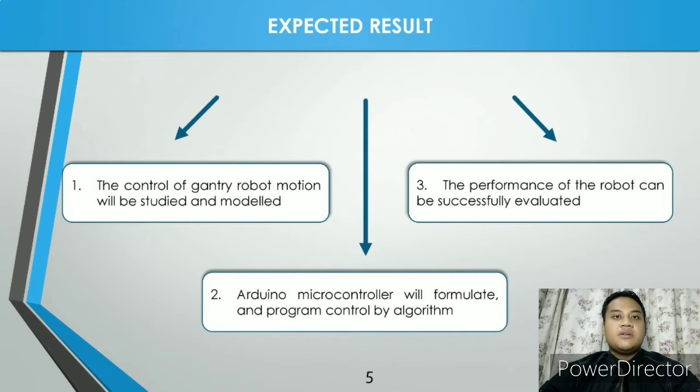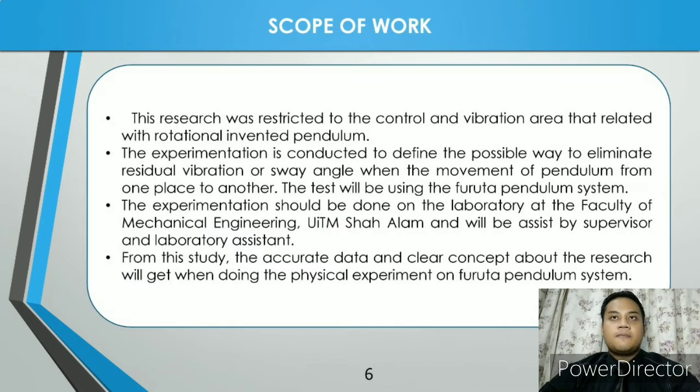There are 3 expected results that we get at the end of this research. Number 1 is the control of crane robot motion will be studied and modeled. Number 2 is the Arduino microcontroller will formulate and program the control algorithm. And number 3 is the performance of the robot can be successfully evaluated.